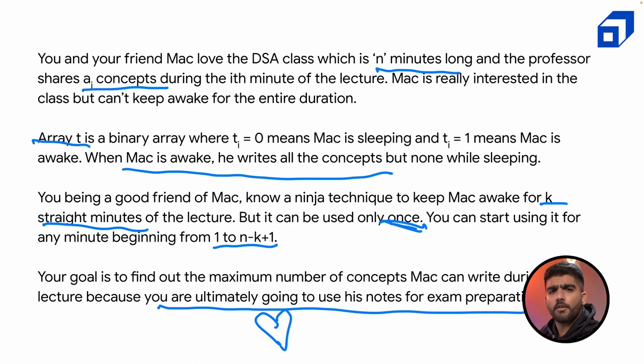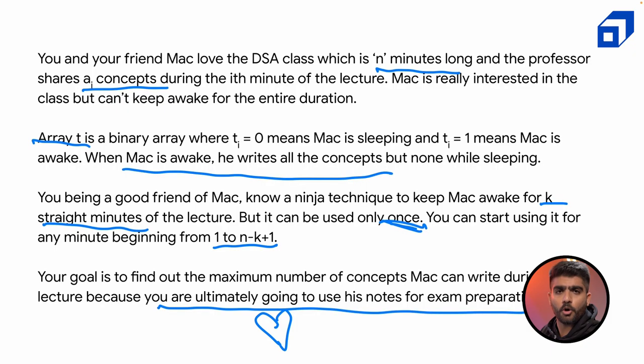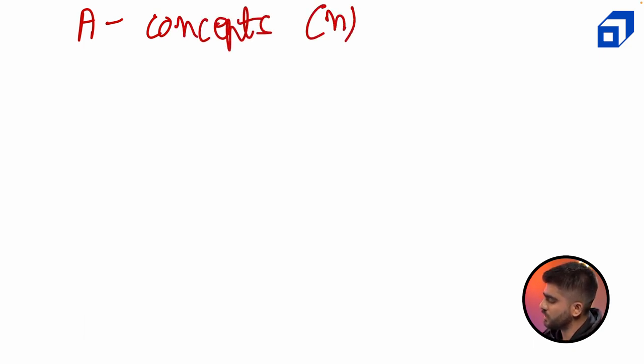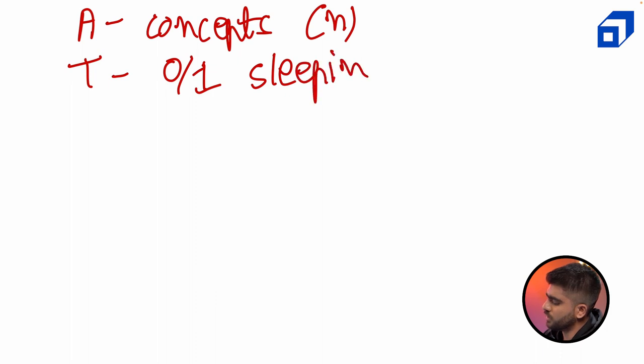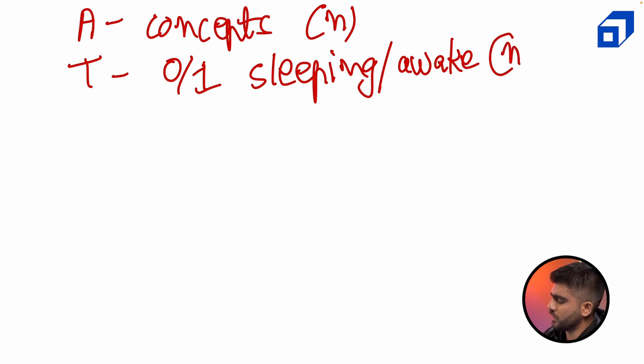Based on the understanding of the problem, make sure that you prepare some test cases so that you can dry run your approach before jumping onto the code. Let's write the requirements first. A is the array input, concepts, size is n. T is 0 or 1, whether he is sleeping or awake. This is also of size n.